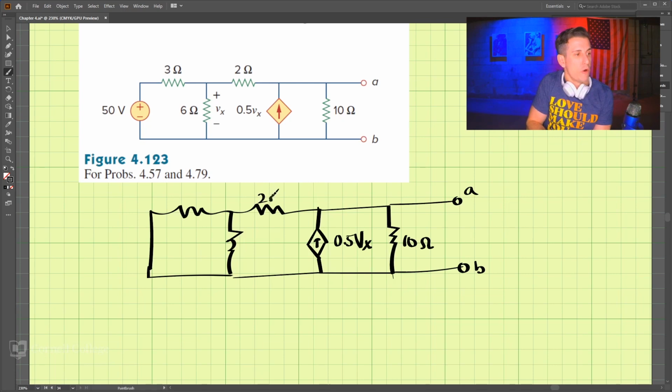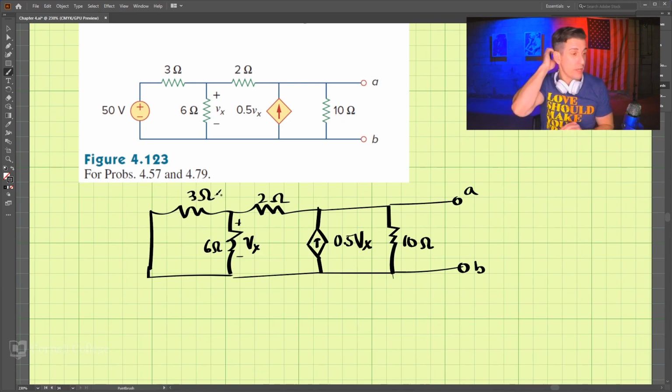So that is 2 ohms, 2 ohms. And this is 6 ohms. And that is the voltage Vx here. And then 3 ohms here. Okay.